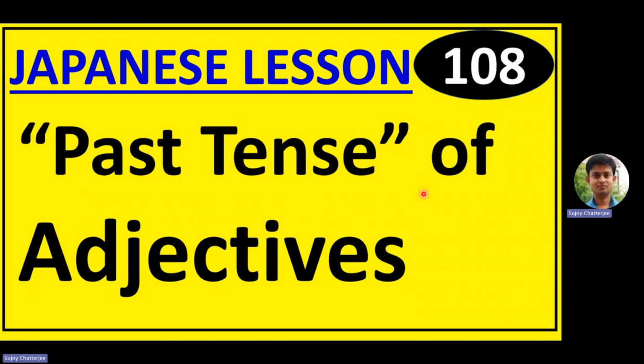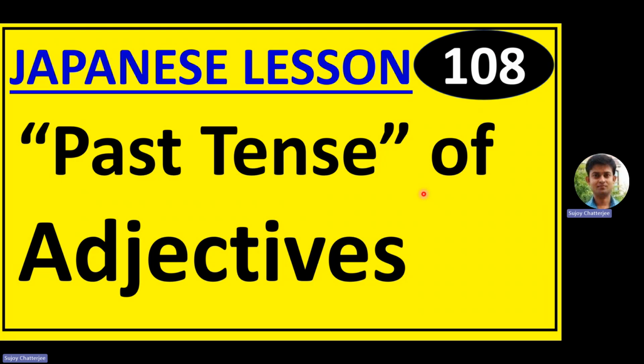Today we are at lesson number 108. Past tense of adjectives. Friends, hearing this, you might be falling from the sky because how can there be tense associated with adjectives, isn't it? We all know that present tense, past tense, future, and other tense forms are associated with verbs. Then why and how past tense of adjectives?